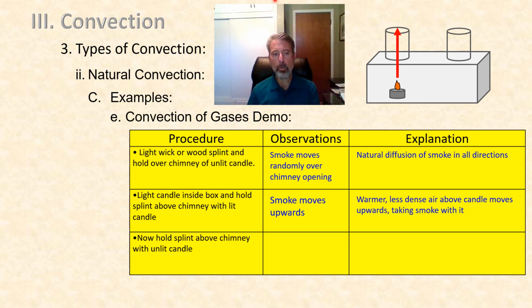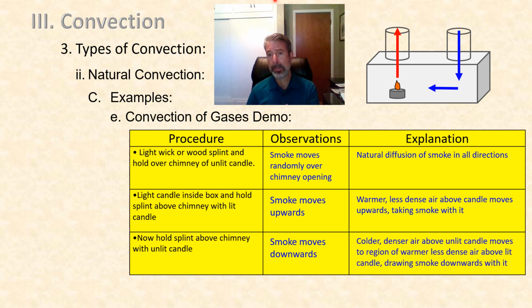All right, so what happened when we now held the splint or wick above the chimney with the unlit candle? This is where we saw the advection come into play. This is where we saw the delta breeze really on a much smaller scale. So we saw the smoke actually move downwards, and a circular convection current got set up.